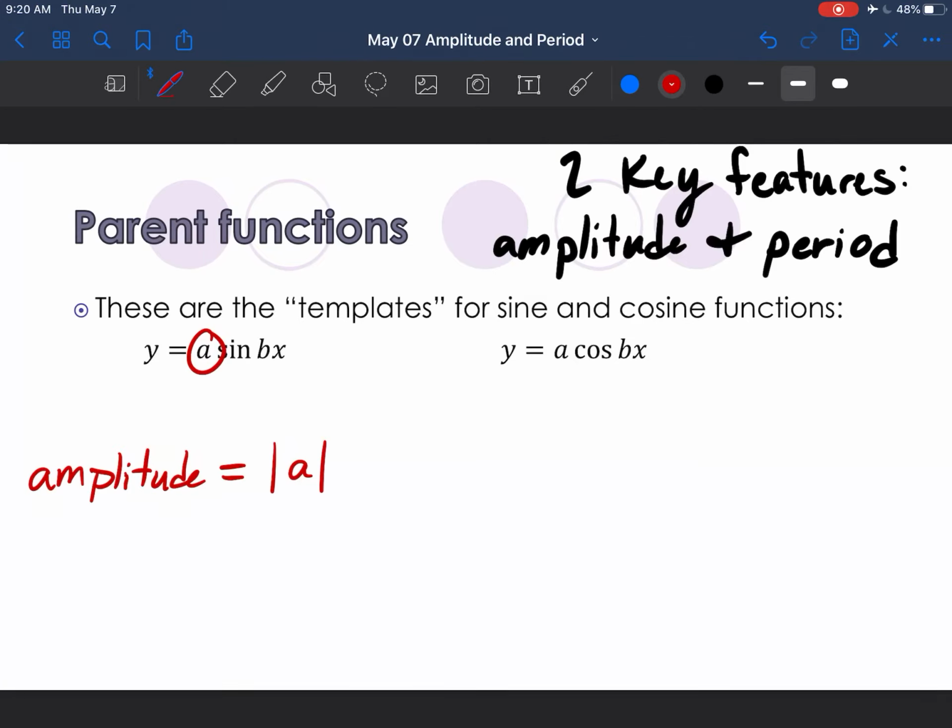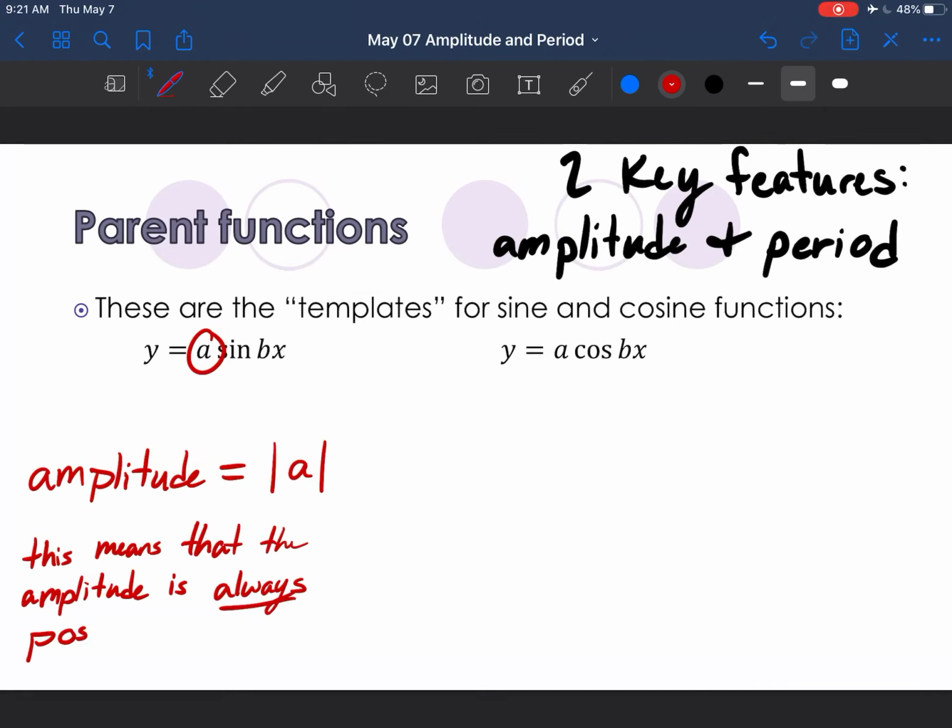So what that means, just as a note for yourself, is that the amplitude is always positive, no matter what. It's always going to be a positive number, no matter if the equation or function has a negative number in front of sine or cosine. All right. So that's how you find the amplitude.